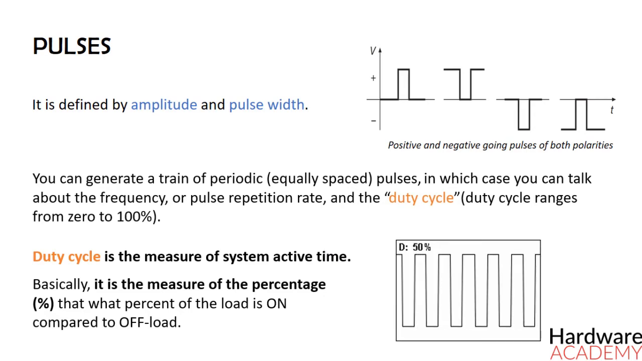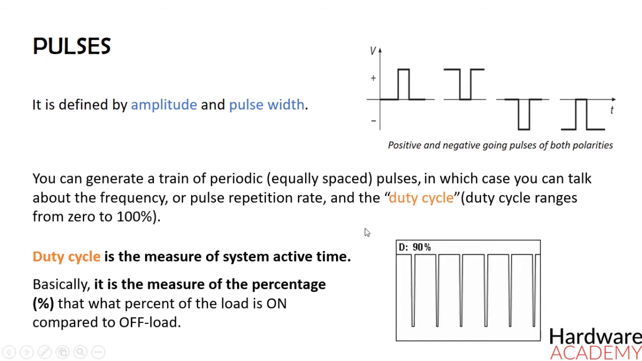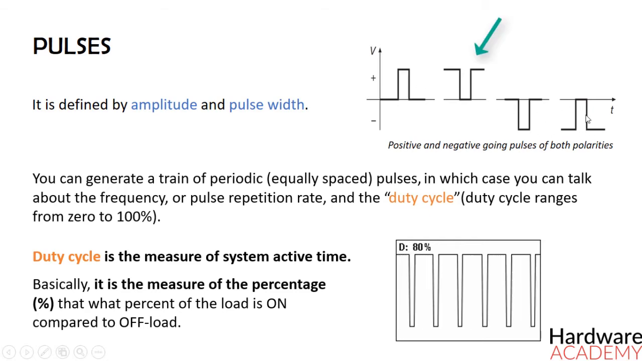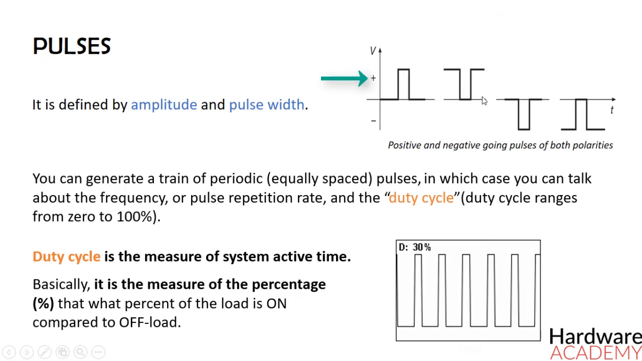Now let's get back to where we left off. If you look at the diagram, you will see that pulses can have positive or negative polarity. In addition, they can be positive going or negative going. For instance, the second pulse is a negative going pulse of positive polarity.